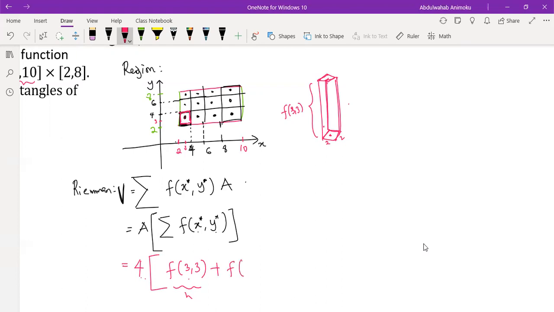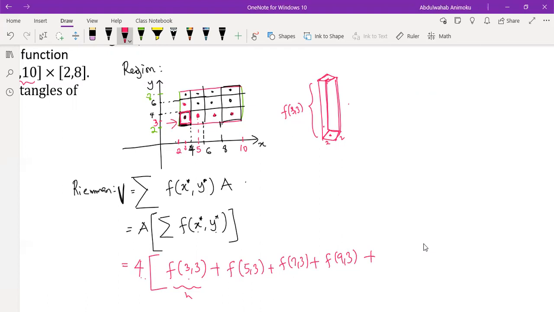So the next one, the height of the next rectangle would be determined by this point, which is what? Half of it here, the X point is 5 and the Y point is still 3. So that will be (5, 3). We continue this way. The next one would be (7, 3). The next one would be (9, 3). Okay, then we are done with this row. We move to the next row.